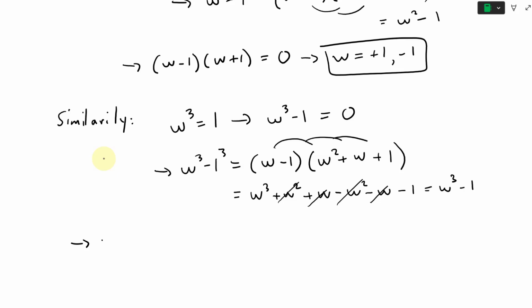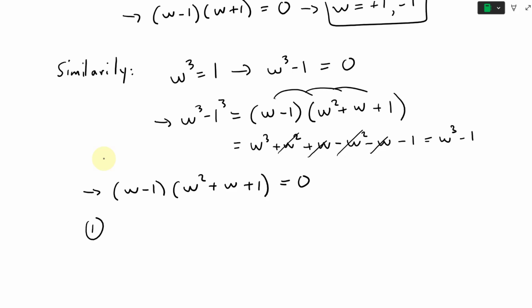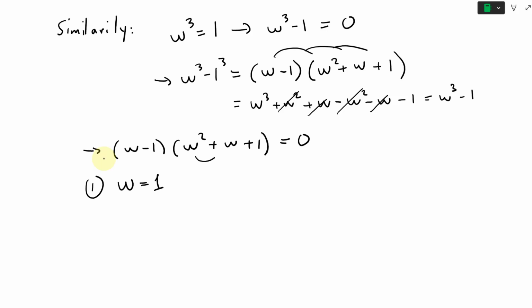So what we get, these are the factors: w minus 1 and then w squared plus w plus 1 equals 0. So now we can solve these. Now we're going to have 3 solutions. Solution 1 is going to be w minus 1, so w equals 1 is the first one. And now the other 2 are when this one is equal to 0.